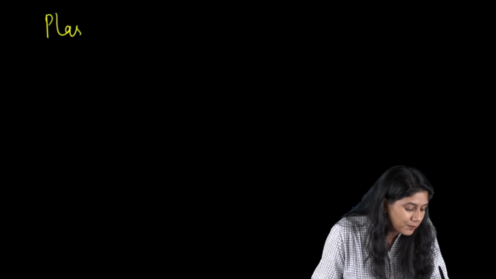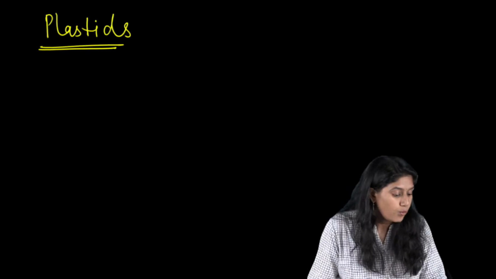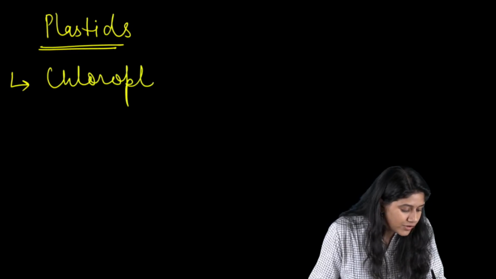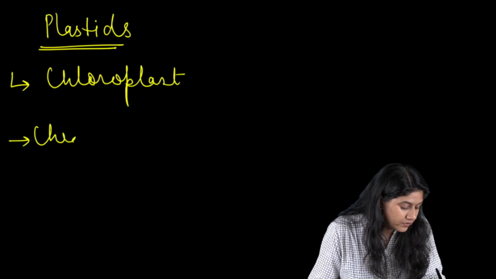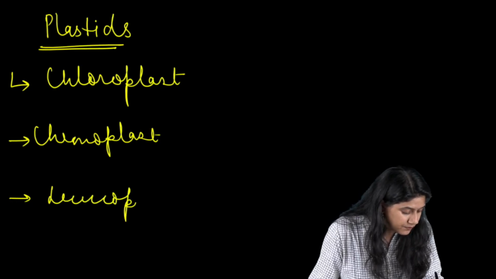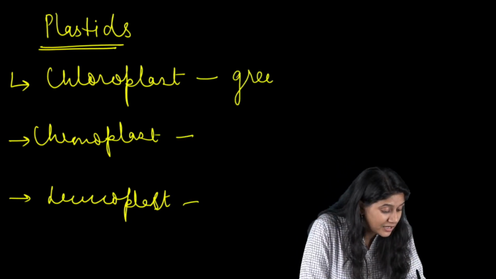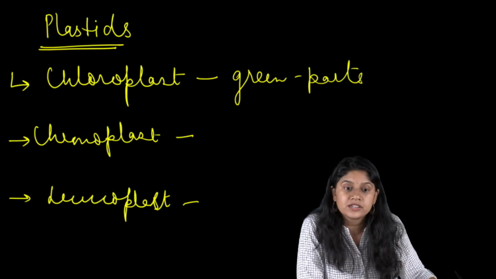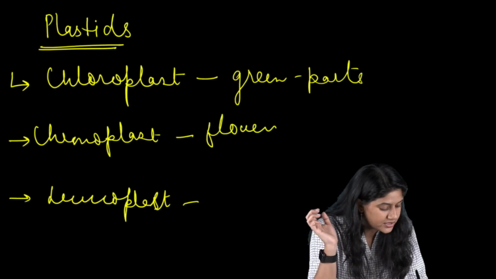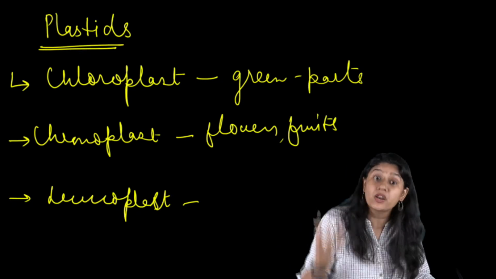Those of you who have doubts in plastid, please pay attention now. Purvi had a doubt in this particular question. We have 3 types of plastid. Can you quickly recall, everyone? First of all, we have chloroplast, then chromoplast, and then of course leucoplast. Chloroplast is present in the green parts of plants. Then we have chromoplast, which is colored, which we have in flowers and fruits. Because of this beautiful color, they attract insects that help in pollination.